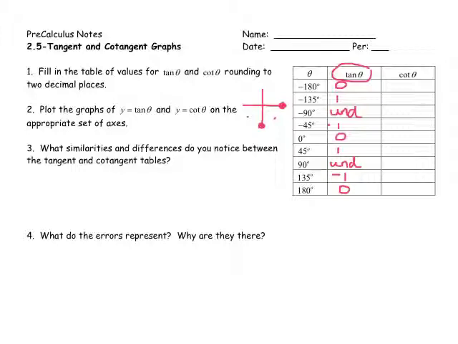Taking what we know about reciprocals, cotangent would therefore be, if tangent is 0, then 1 over 0 becomes undefined. And this is going to stay 1. This is now going to be 0, because flipping a 0 on the bottom. Negative 1, undefined, 1, 0, negative 1, and undefined.